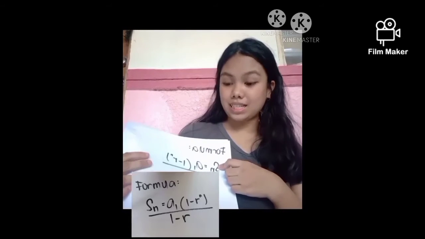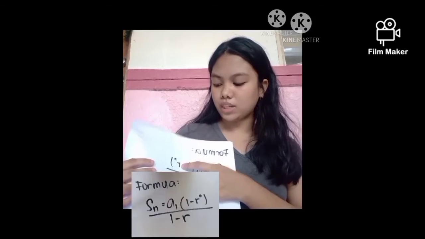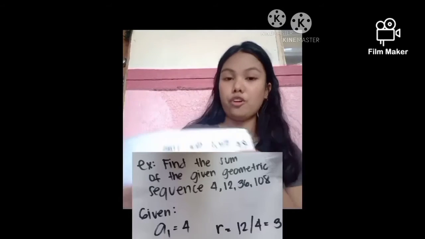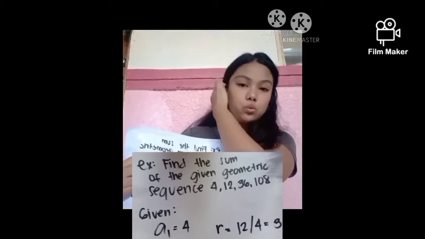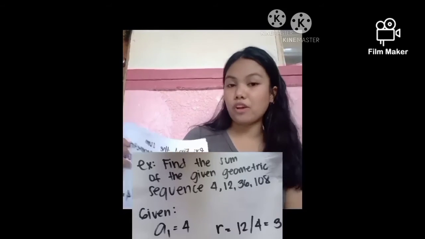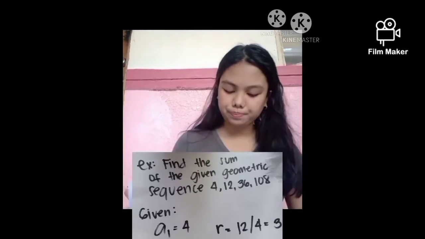The Sn is the sum, a sub 1 is the first term, r is the constant ratio, and n is the number of terms. And here are the examples of finding the sum of a geometric sequence. Find the sum of the given geometric sequence 4, 12, 36, and 108.